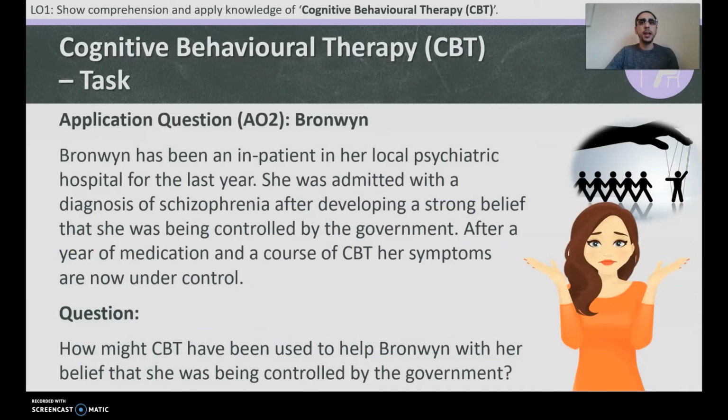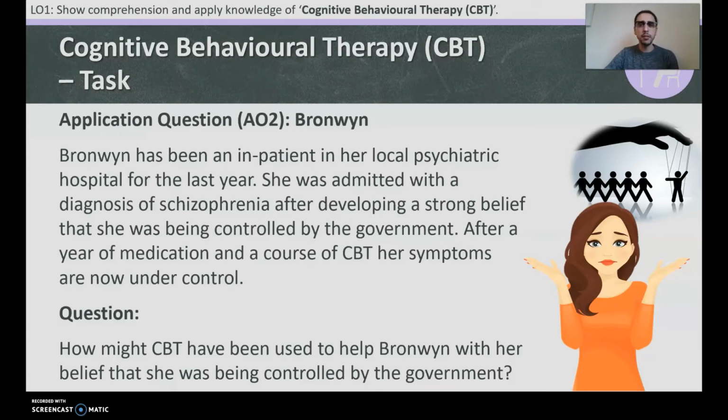Okay. Application question, AO2. Bronwyn. Bronwyn has been an inpatient, so an inpatient is someone that lives in the hospital, in her local psychiatric hospital for the last year. So she's been living in the hospital. She was admitted with a diagnosis of schizophrenia after developing a strong belief that she was being controlled by the government. After a year of medication and a course of CBT, her symptoms are now under control. How might CBT have been used to help Bronwyn with her belief that she was being controlled by the government?